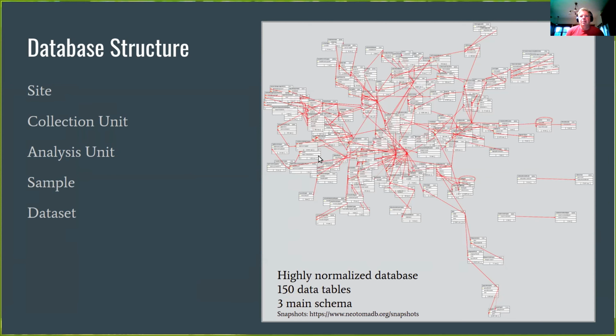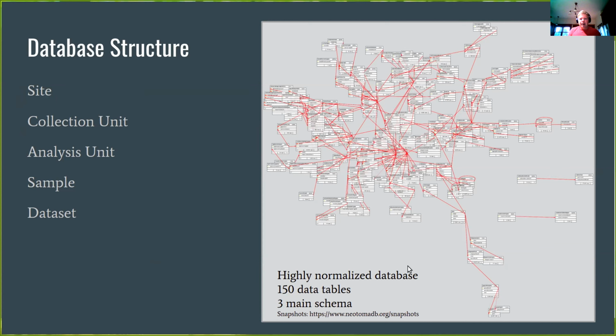One of the strengths, I think, and one of the reasons Neotoma has been able to persist is this highly normalized data model, which connects about 150 different data tables. It's meant that we've been able to be very flexible. We've been able to bring in new partners without changing the core central part of the database. We can just add sort of accessory tables to help support their different data types. And so it's really structured around this concept of the site, collection unit, analysis unit, sample, and data set.